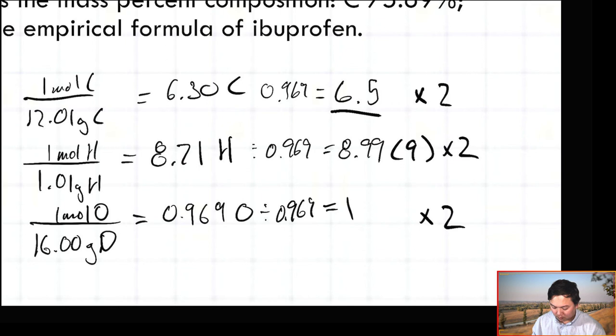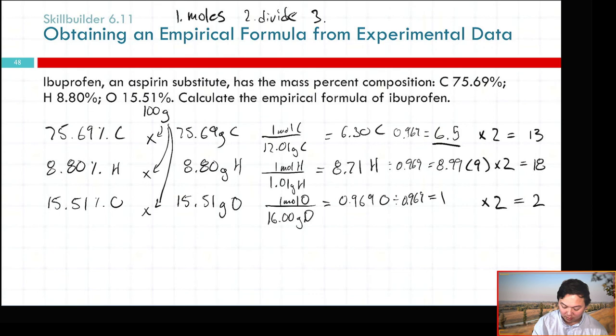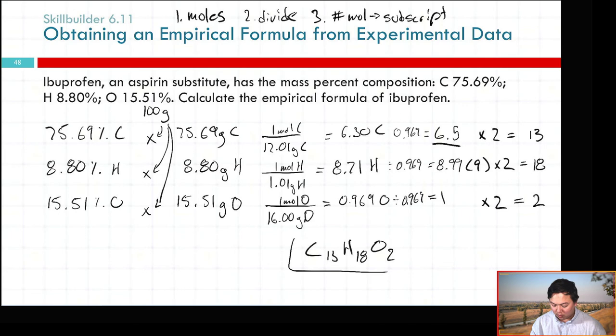So we'll end up with 13, 18, and 2. So then when we write down our formula, the number of moles becomes C13H18O2. And this is now the simplest whole number ratio.